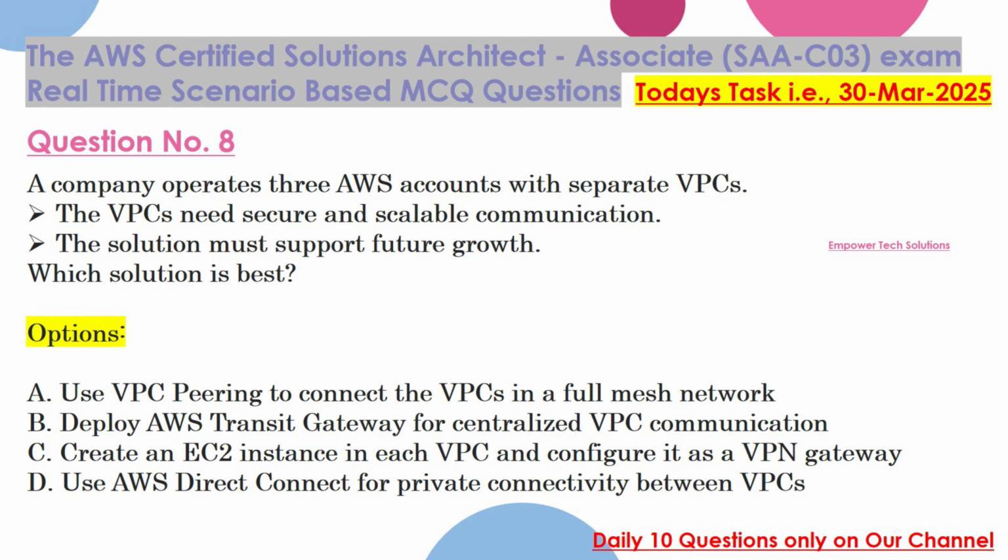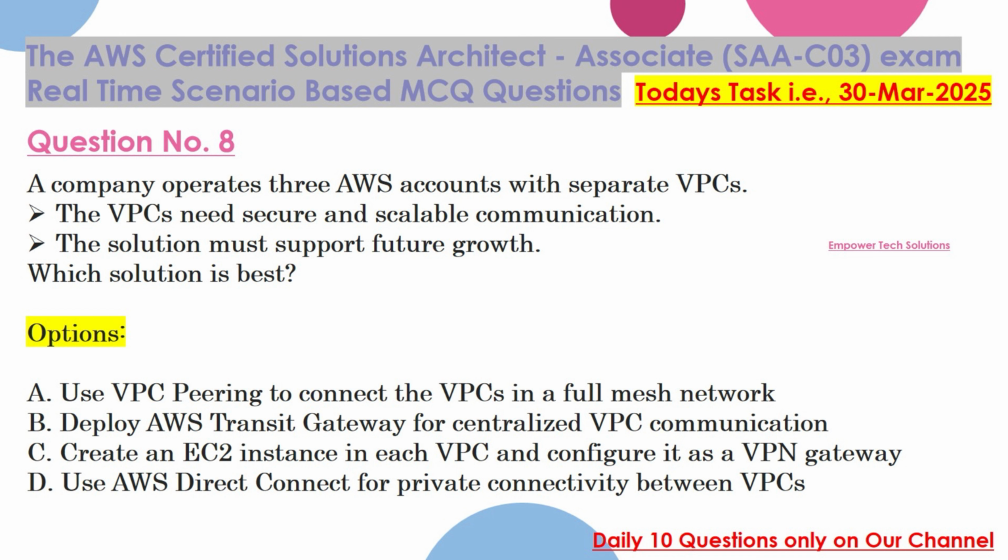Question 8. A company operates 3 AWS accounts with separate VPCs. The VPCs need secure and scalable communication. The solution must support future growth. Which solution is best? Options: A.